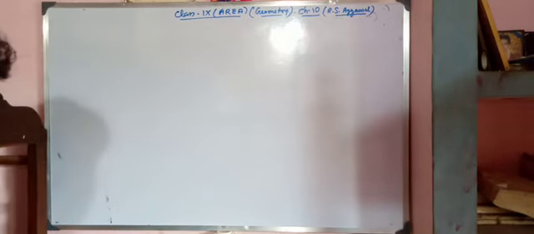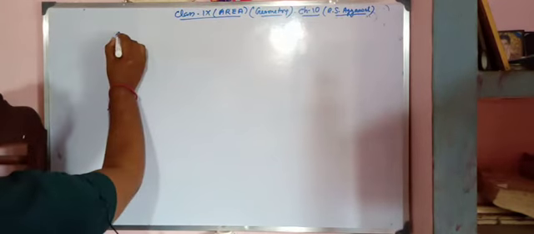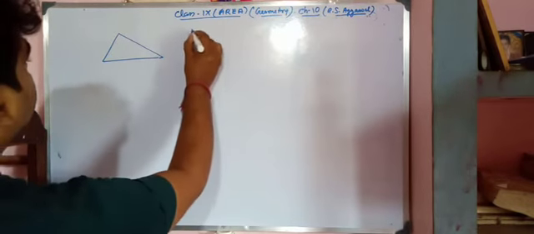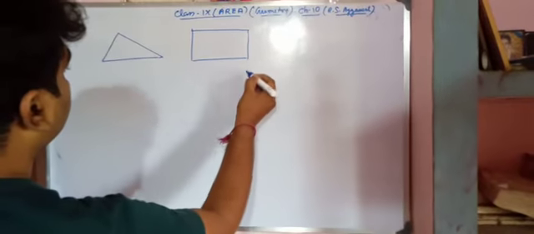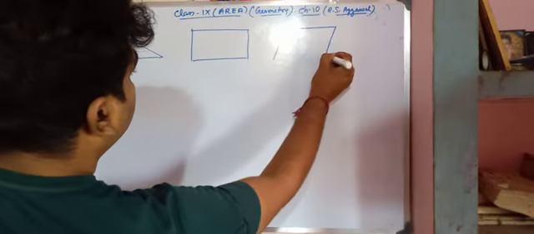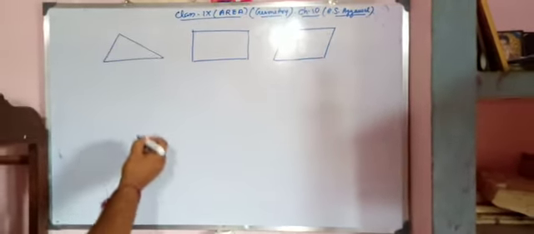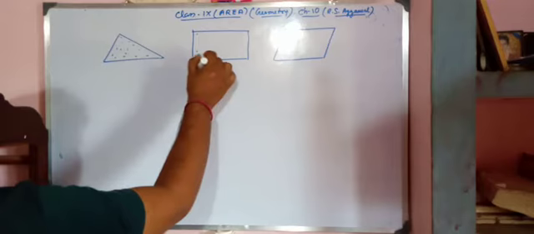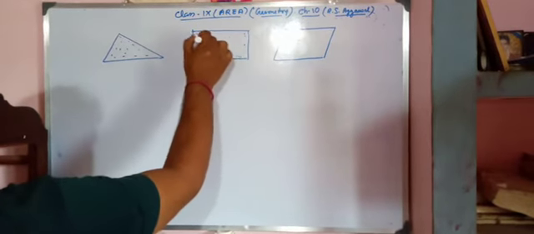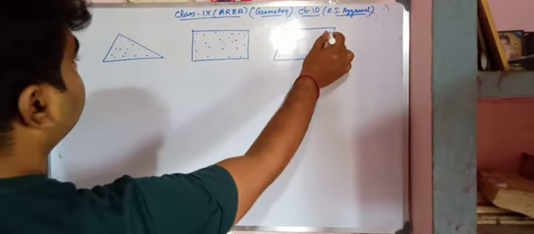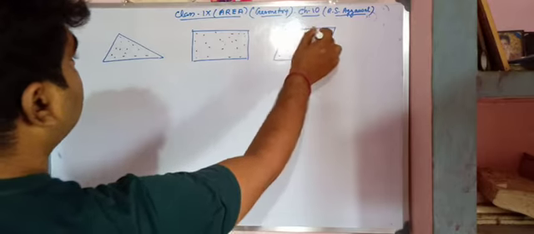Understood? Next, if we take geometrical figures, suppose this is my first geometrical figure, a triangle, a rectangle, a parallelogram. What is the area? The dotted portion. The dotted portion is called the area of the concerned figure. These are the areas. Okay, have you understood that?